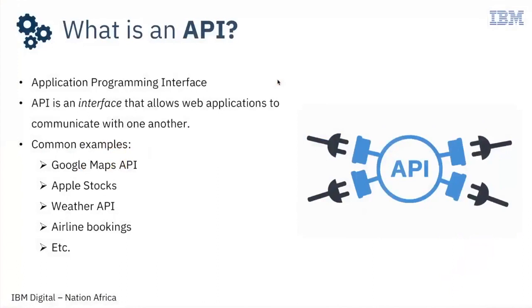And I'll start by telling you about what an API is. API stands for Application Programming Interface, and it basically provides a way for different web applications to communicate with each other. And we interact with APIs while we are browsing the web on various occasions, knowingly or unknowingly.